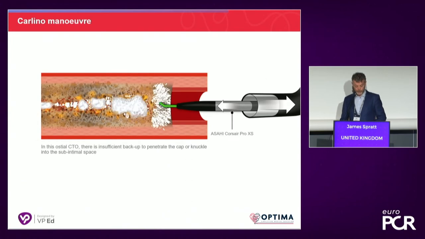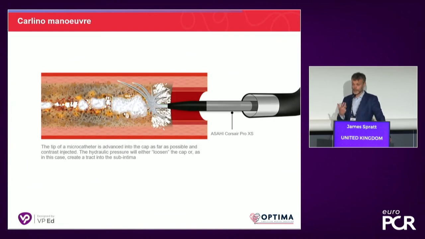So what are your options? In this situation, we use something which Mauro Carlino originally described as a way of recanalizing CTOs, and which we repurposed some years ago as a way of modifying CTOs. Here you're actually injecting contrast into the cap itself. And that doesn't take any backup support. So you can do that and modify the cap without actually requiring a lot of backup. And it can also sort of highlight the vessel itself. And even though it sounds quite alarming, it's actually quite a safe thing to do.